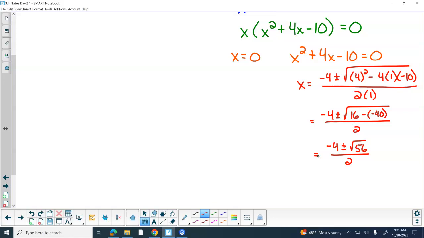Can the square root of 56 be simplified? Is there a perfect square factor that goes into 56? We have 4 goes into 56. 4 is a perfect square. How many times does 4 go into 56? Anybody? 14 times. Okay?